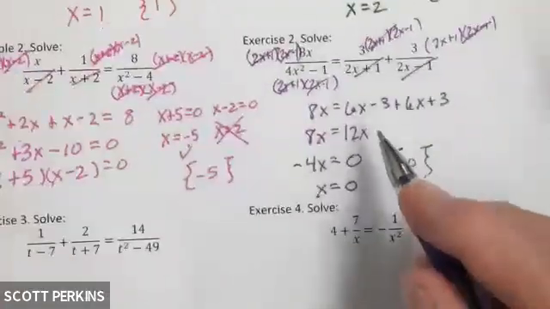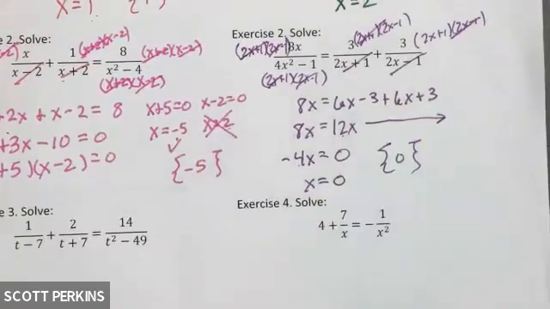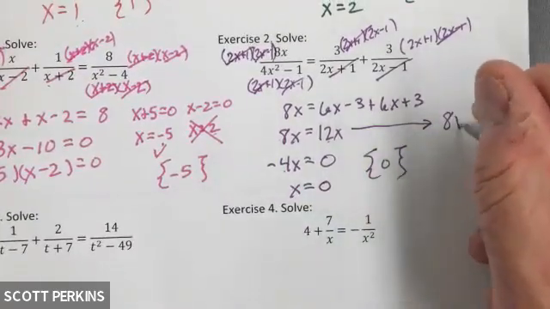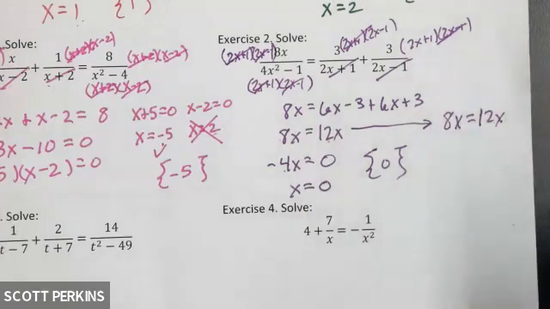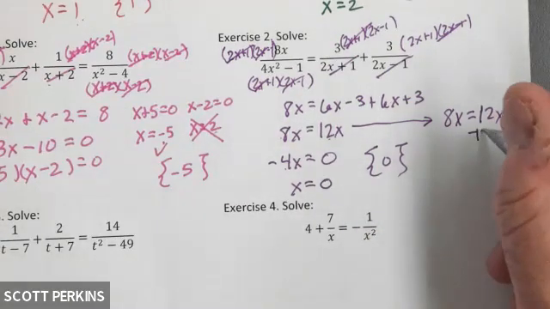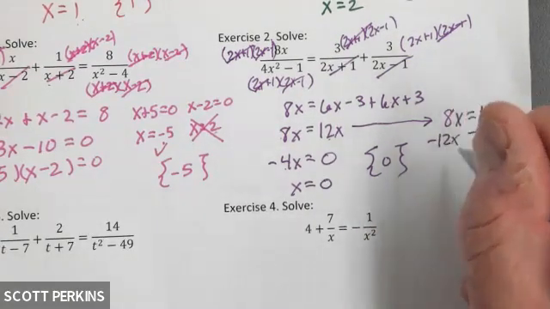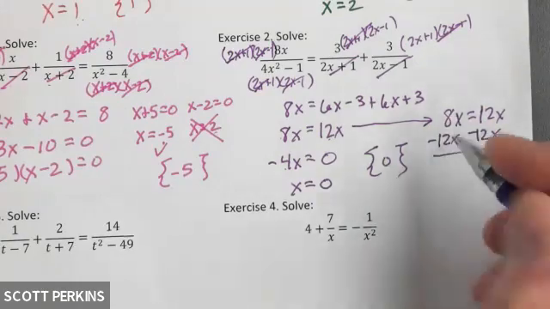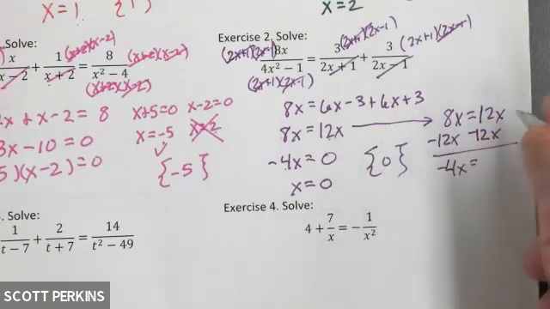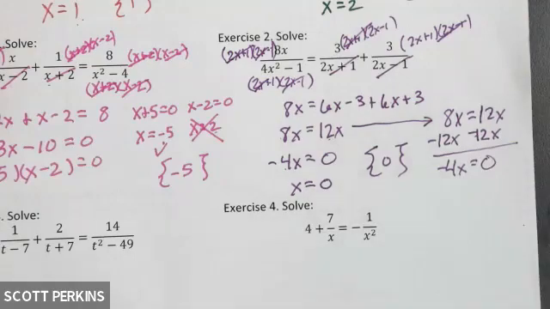So how did I get the -4x? Let me just come right over here. I'm going to draw a little arrow. So I've got the 8x is equal to 12x. So I want to get all my x's on the left. So I subtracted the 12x from both sides. So 8x minus 12x is -4x. And then 12x minus 12x is 0.